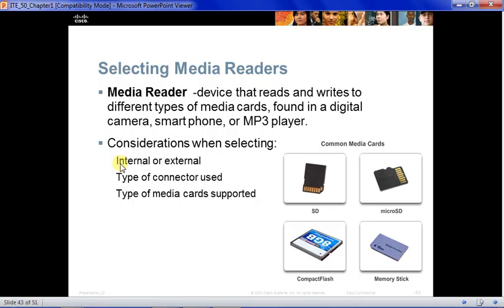So here's an example of some of the media reader types, which I had just mentioned. Again, these were expensive when they were first introduced. Now they're coming down in price. It's a great way to transport data. They're in smartphones today, in MP3 players, in cameras. So it's a relatively inexpensive and great way to share data and transport data.